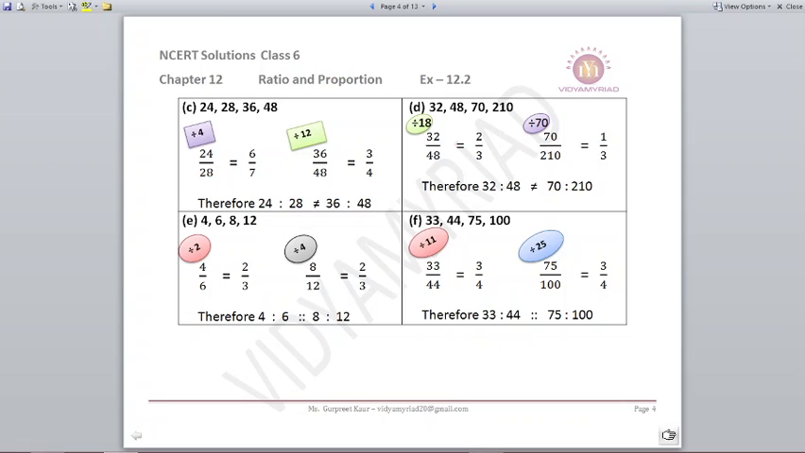E part, 4, 6, 8 and 12. 4 upon 6, it is divisible by 2, you get 2 upon 3. 8 upon 12, it is divisible by 4, you get 2 upon 3. Both are same, so they are in proportion. Last part, 33, 44, 75, 100. 33 upon 44, both are divisible by 11, so we get 3 upon 4. 75 upon 100, both are divisible by 25, we get 3 upon 4. Both the ratios are same, and we can say that they are in proportion.